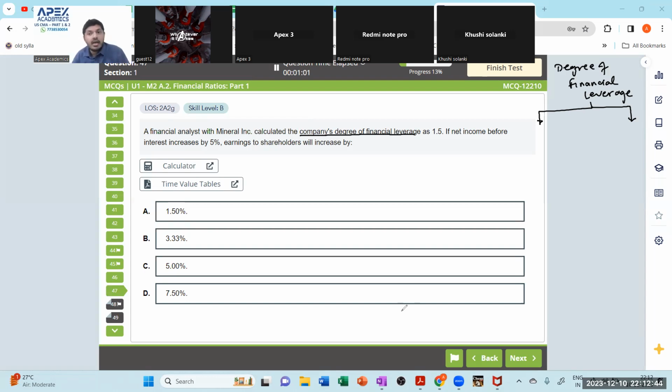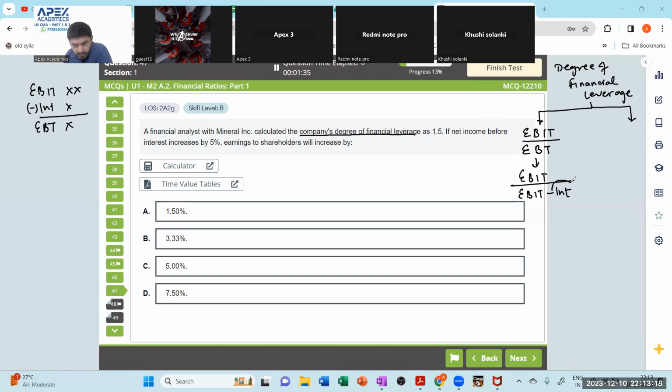Sakshi, Aditya, Monica, Rachita, Khushi, Lokesh, can somebody tell me? EBIT divided by EBT. Yes, sir. EBIT divided by EBT, correct? Now please understand, EBIT minus interest is equal to EBT. So this can also be written as EBIT upon EBIT minus interest. What are we doing? We are isolating interest in this calculation.